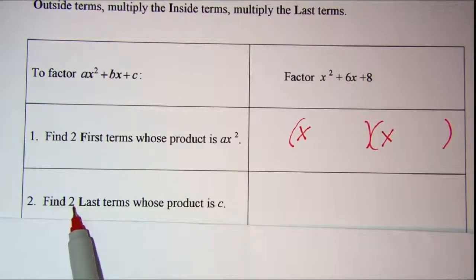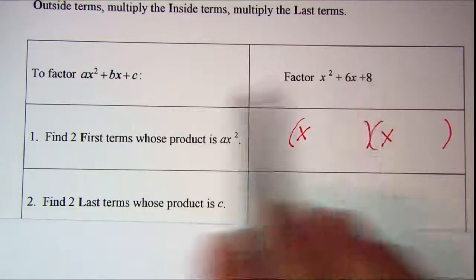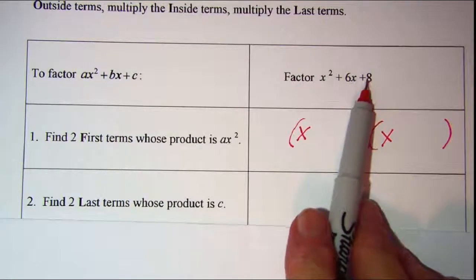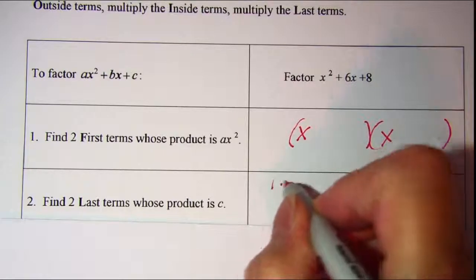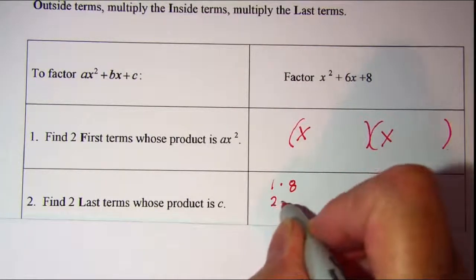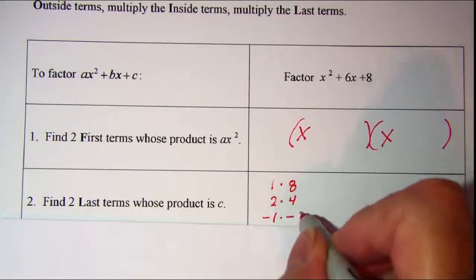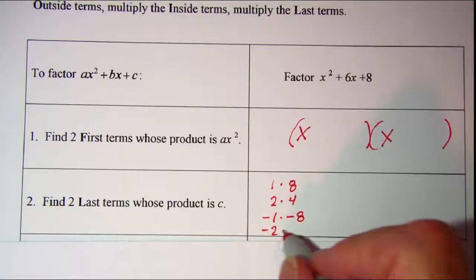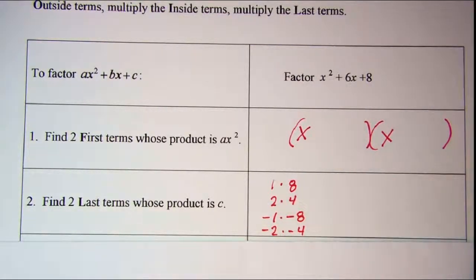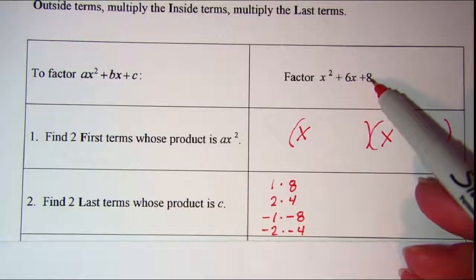Then I want to find two last terms whose product is c. So c is my last term in the trinomial. So I need two numbers that multiply to give me 8. Now I can have 1 times 8. I can have 2 times 4. I can have -1 times -8. And I can have -2 times -4. All of these choices will give me a positive 8.